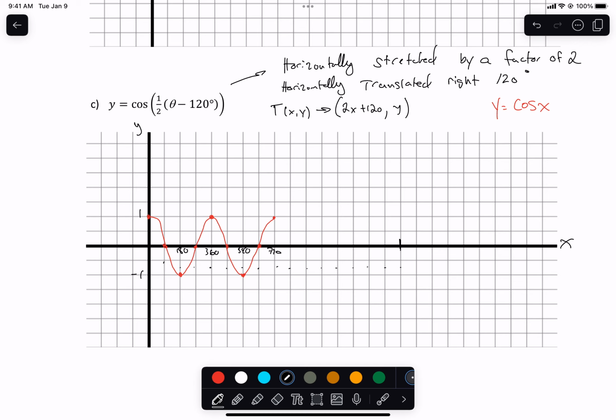720 times 2. What's that? Gabe? 1,440. That's right. Okay. So that would represent, if I continued that red graph, that would be 4 cycles of the graph to get to 1,440.